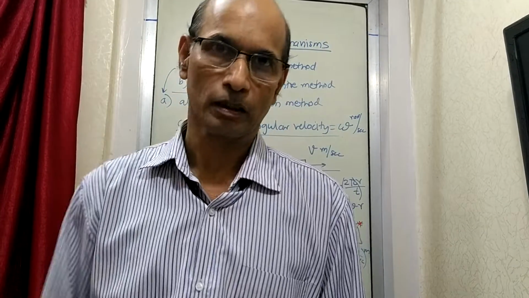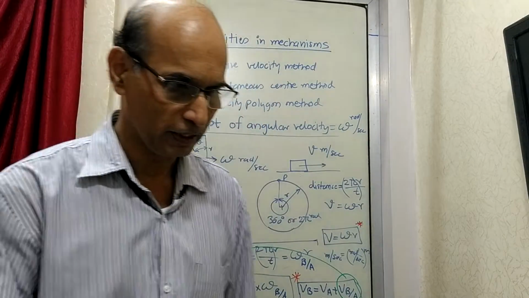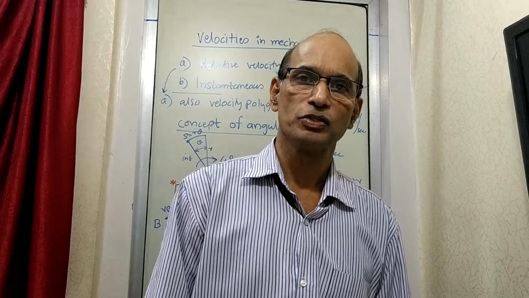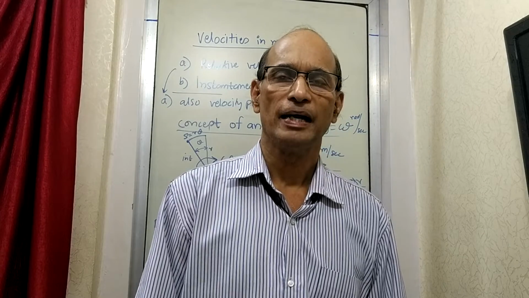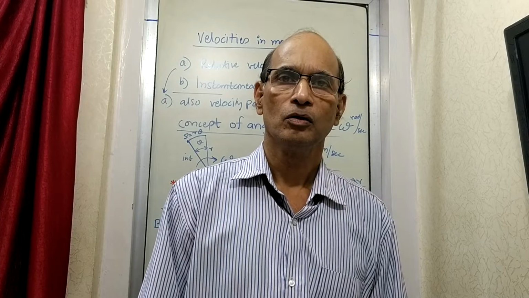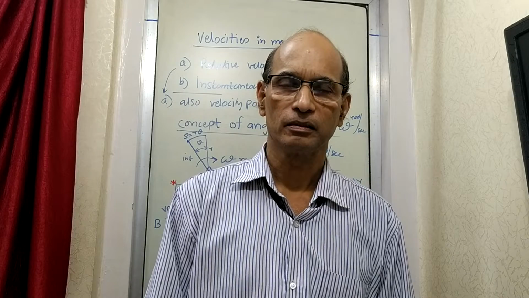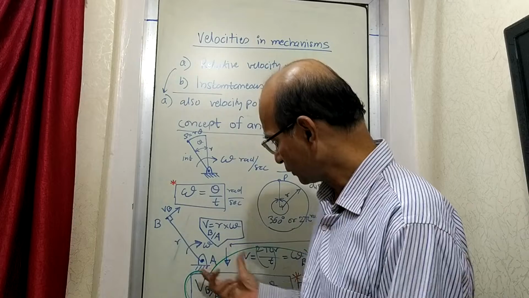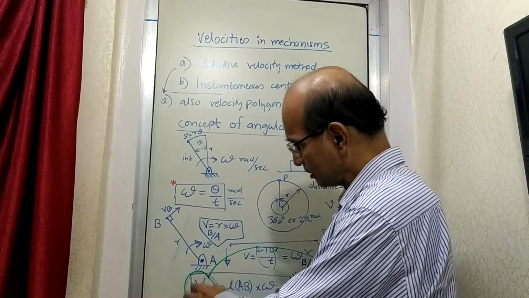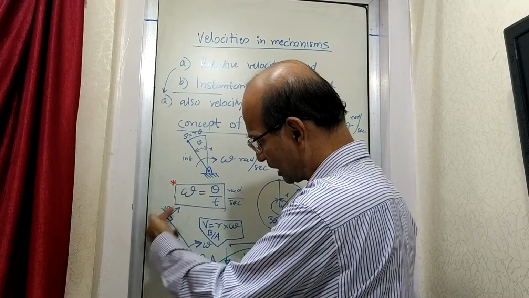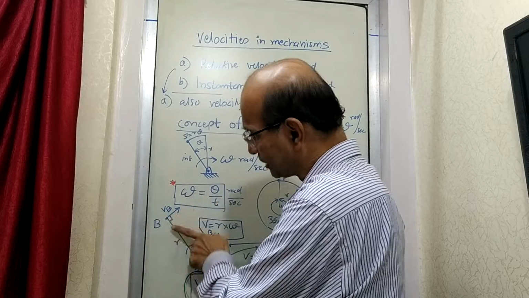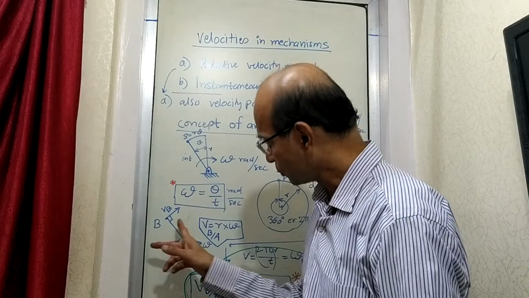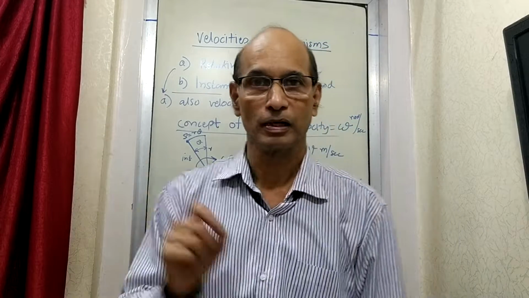Now the third conclusion, number 3. Direction of velocity of any point on a link. Magnitude we have seen; now we are talking about the direction. In this case it is like this. Why like this? Why not like this? Why not anywhere else? So it is in a particular direction, and about that we are writing.